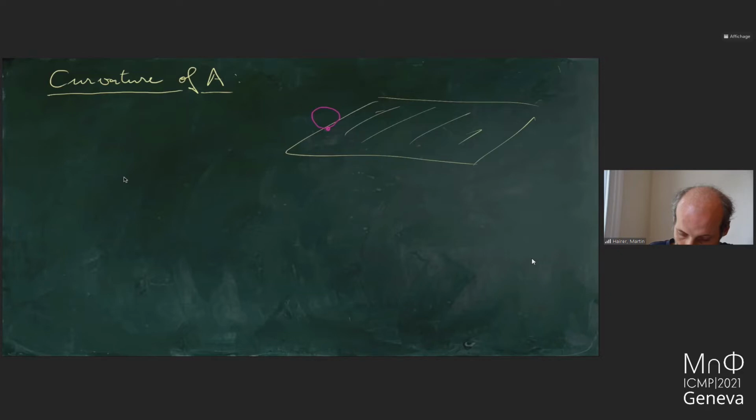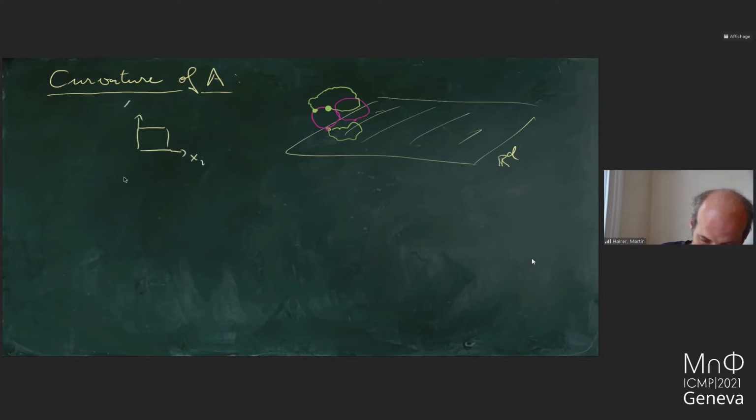If you want it more precisely, what you do is you choose two coordinate directions, for example, the directions x_i and x_j. Then, given two coordinate directions, you perform a little loop like that of size epsilon, so you go around like this.